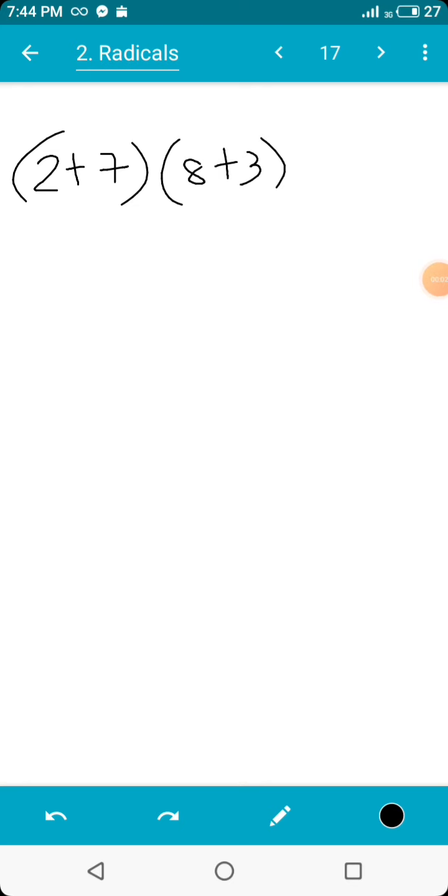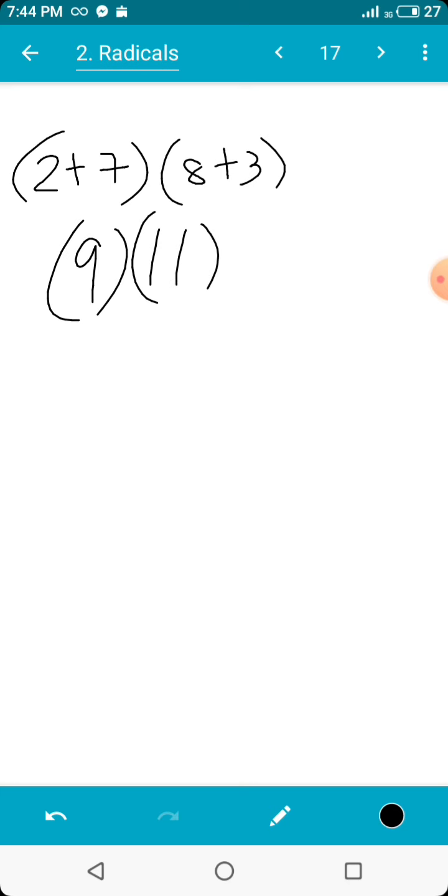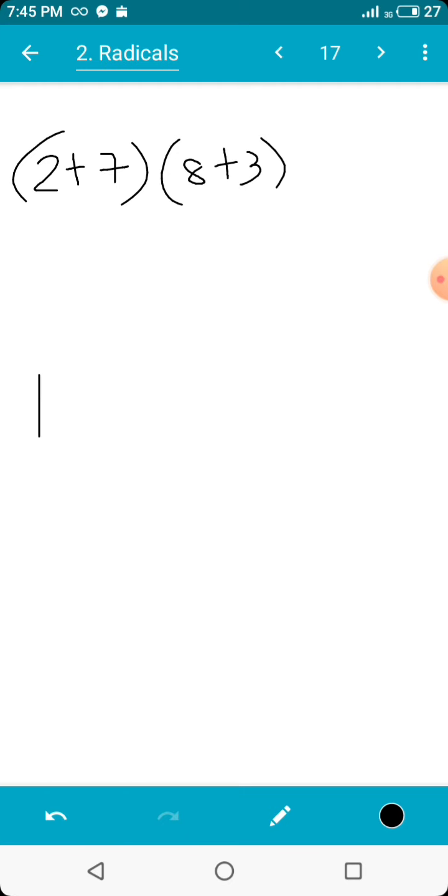Alright, so we have here 2 plus 7, and then ita-times natin dun sa 8 plus 3. So, to answer this, we can just simply add first yung number sa loob ng parentheses, and that is 9 and 11. Saka natin i-multiply, and the answer is 99. Tama? Other way to answer this is using the FOIL method. So, FOIL method stands for yung F, that is yung first.